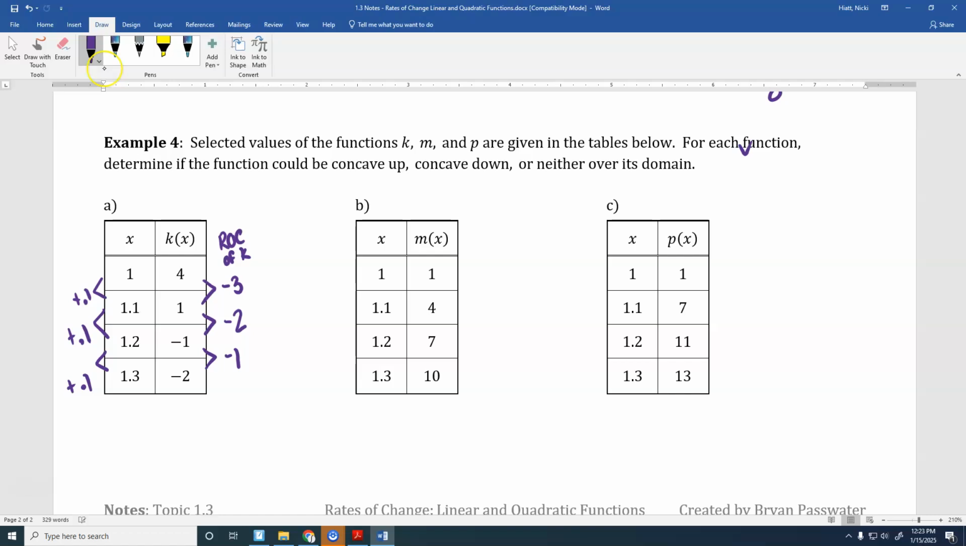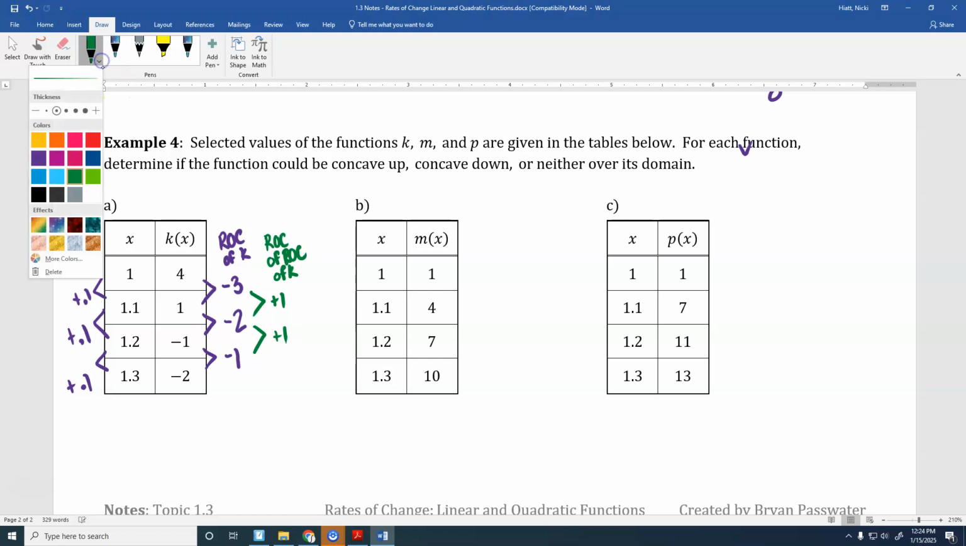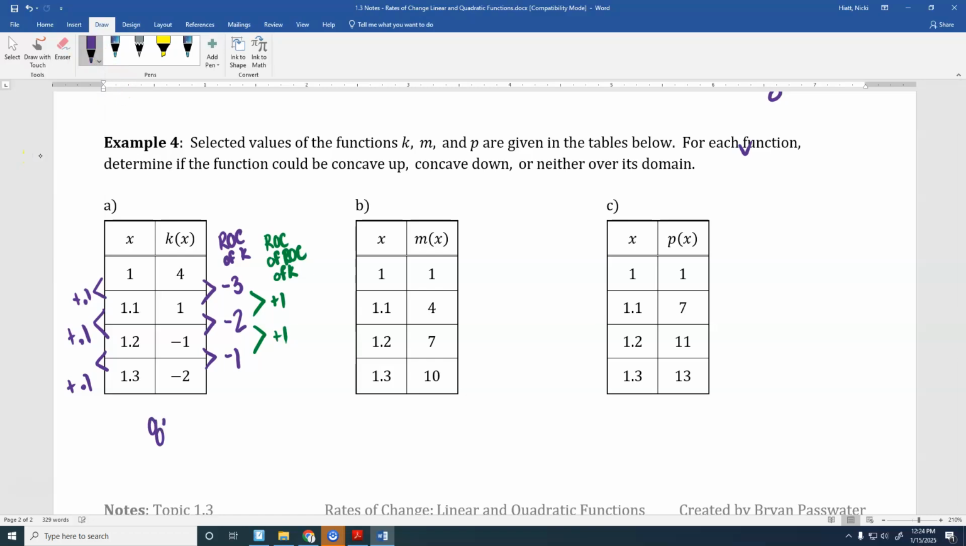All right, this is definitely not linear, right? Let's think of the rate of change of the rate of change of K. From negative 3 to negative 2, up 1. From negative 2 to negative 1, up 1. So this is going to be quadratic. They might all be, I can't remember. And is it going to be concave up or concave down? Concave up.